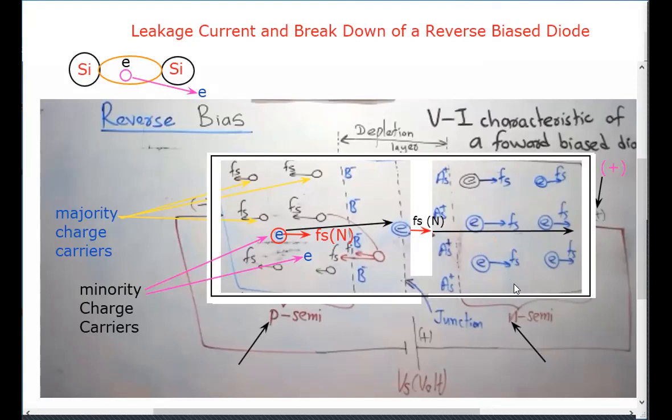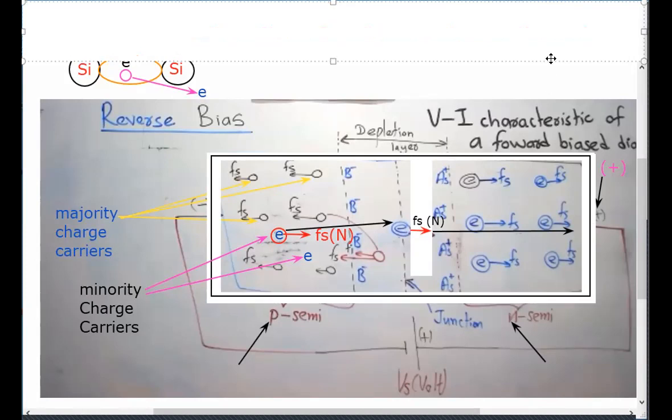Can somebody read that part completely? Somebody please unmute the mic and read that part completely. Forces are formed on the minority charge carriers, within bracket electrons, in the P semiconductor side directed from P to N, within bracket Fs. Due to those forces, electrons are moved from P semiconductor side to N semiconductor side through the junction. As electrons are negative charges, the current is created into the opposite direction, within bracket N to P. That current is known as leakage current.